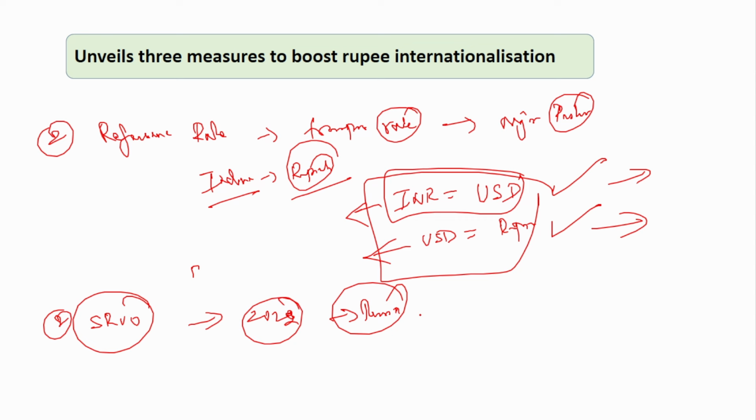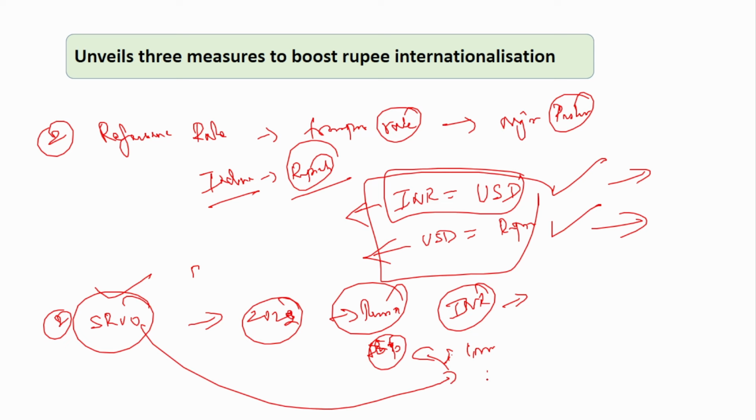What this means is that Russia, or any foreign bank in Russia, can open an INR rupee account, called the SRVA, special rupee vostro account, with our Indian banks. Using that account, they can make payments for their imports. Suppose Russia is making an import from India, say $1 million. From this special rupee vostro account, the payment will be made to our exporter in India.